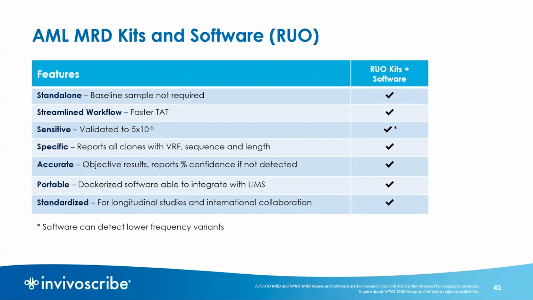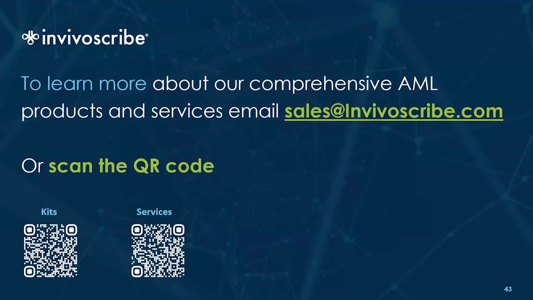And moving on, so they're accurate. The results are objective, especially with the reported confidence that you have if you don't have a detected variant. And they're also Dockerized, which makes them very portable. And so you can deploy them to any computational infrastructure, including the cloud. And then lastly, they're standardized for longitudinal studies and international collaboration.